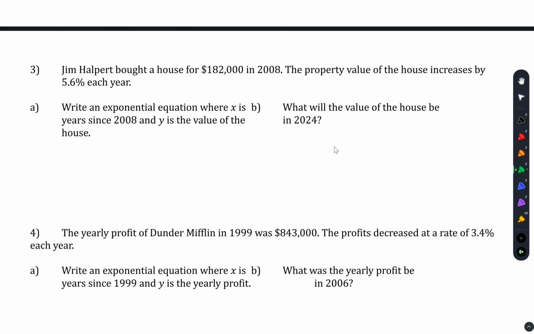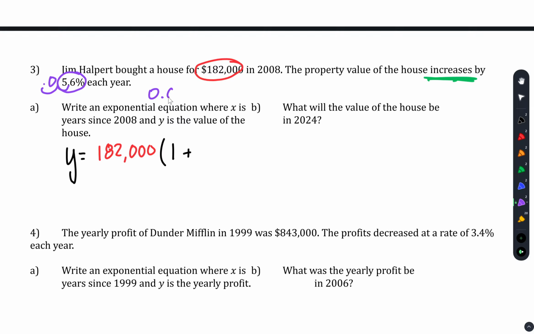Let's do Jim Halpert bought a house for $182,000 in 2008. The property value is increasing, so I know that's exponential growth. So let's start our equation with y equals. My initial starting value that he bought his house for was $182,000. This is growth, so I want 1 plus. And my rate is 5.6. If I move that decimal place over, I get 0.056. And I'm going to raise that to the x power.